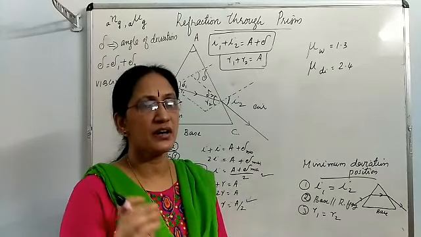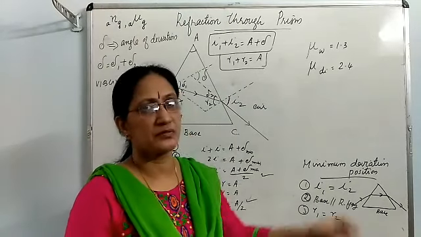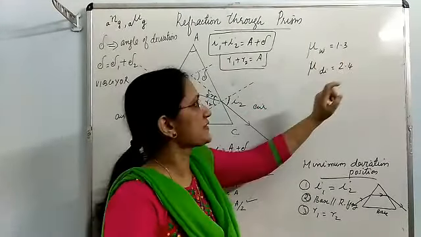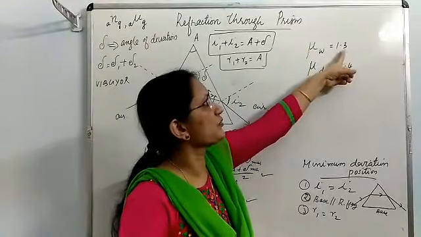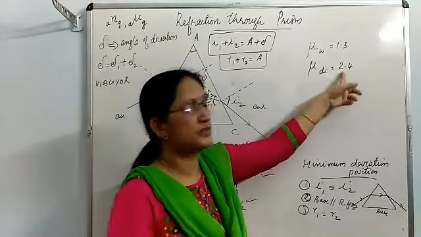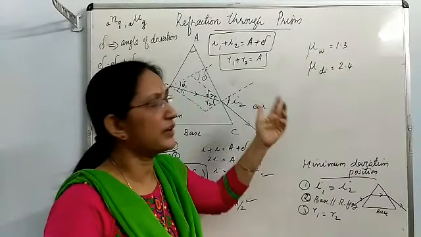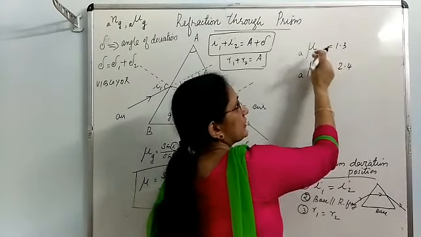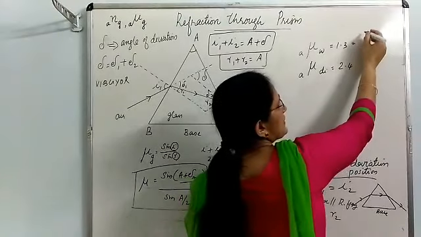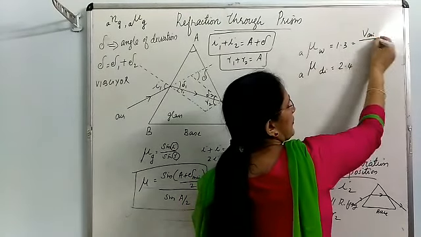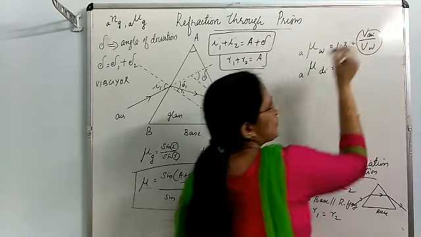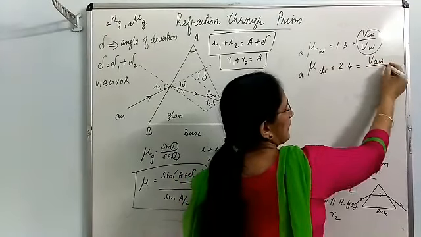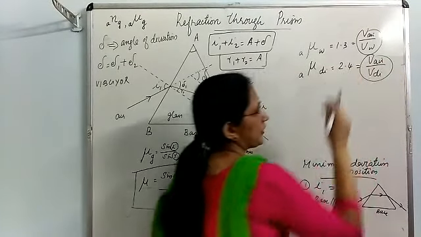Dear students, I think in the last video there was some confusion while I was discussing the meaning of high refractive index and low refractive index. For example, water has refractive index of 1.3 and diamond has refractive index of 2.4 with respect to air. What does it mean? Here, refractive index of water with respect to air is 1.3, means velocity of light in air upon velocity of light in water is 1.3. Then similarly here, velocity of light in air upon velocity of light in diamond is 2.4.